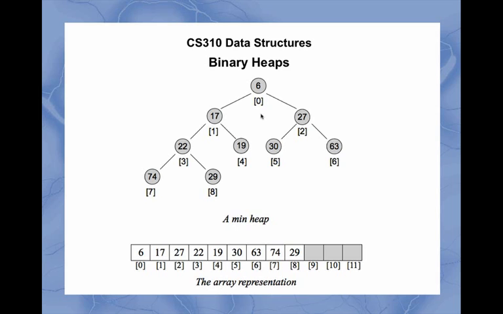The way this works is, starting with the root at index 0, the array goes in level order. That is 0, then 1, 2, then 3, 4, 5, 6, 7. So this is the way then that binary heaps are represented in the array.